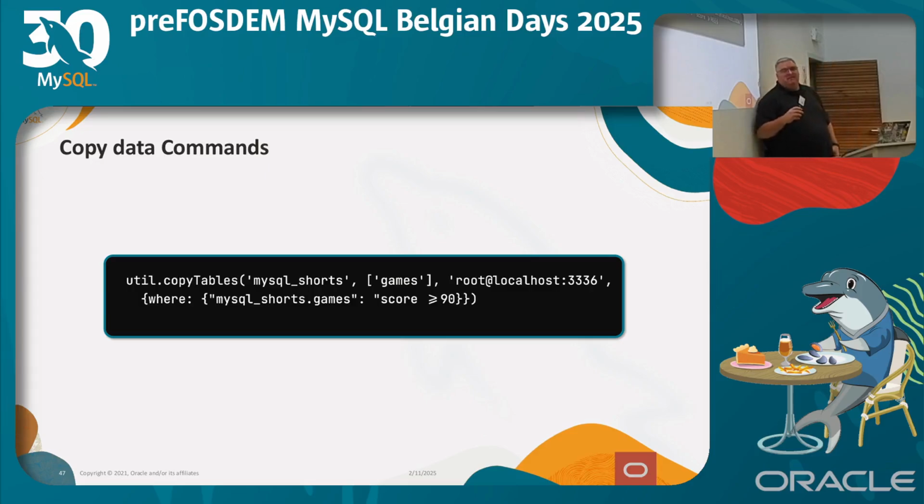In the shell there are options. For example, let's say you want to move to OCI, and there are some grants you don't have access to. You can use restricted grants or strip grants, and it will fix it for you. Also, if you have stored functions or stored procedures, you can strip out the definer when you do the load or the dump.